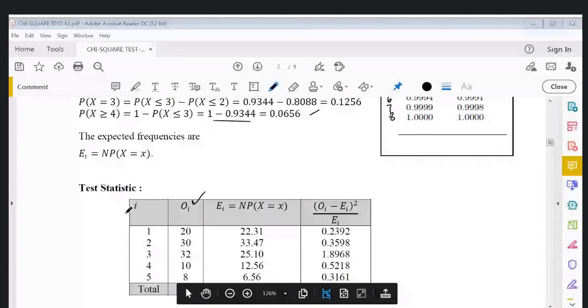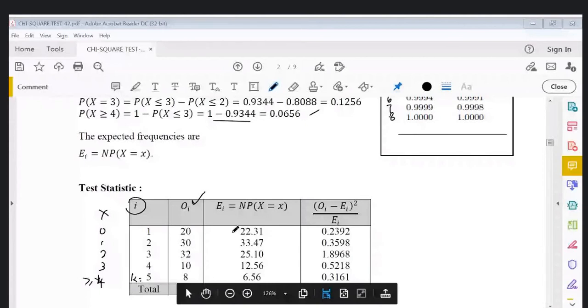Well, for X, S is 0, 1, 2, and this one S greater than or equal to 4. We have 5 classes, i from 1 to 5. After that, we calculate Ei. Ei is N times P(S), where N, the total of data, is 100.